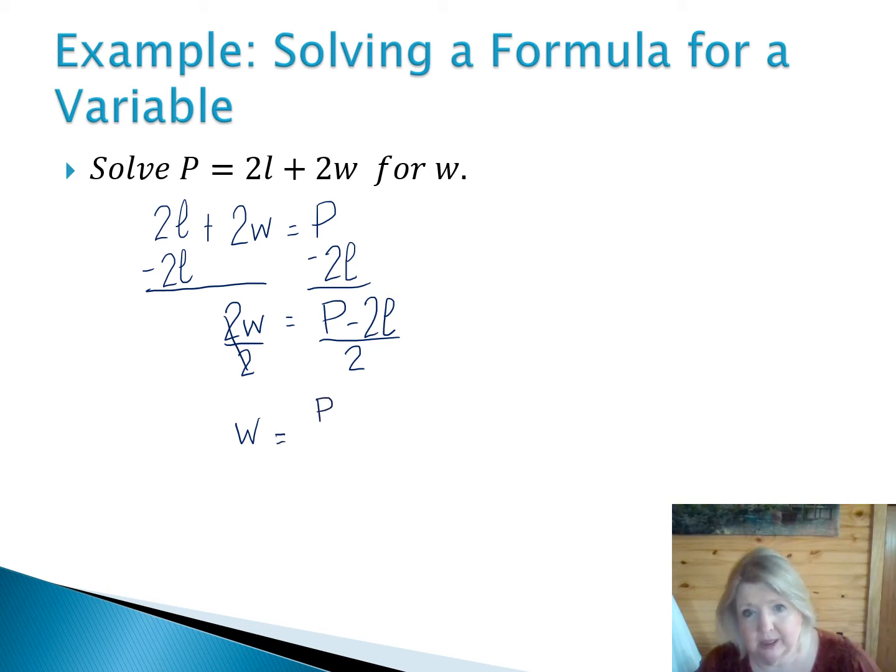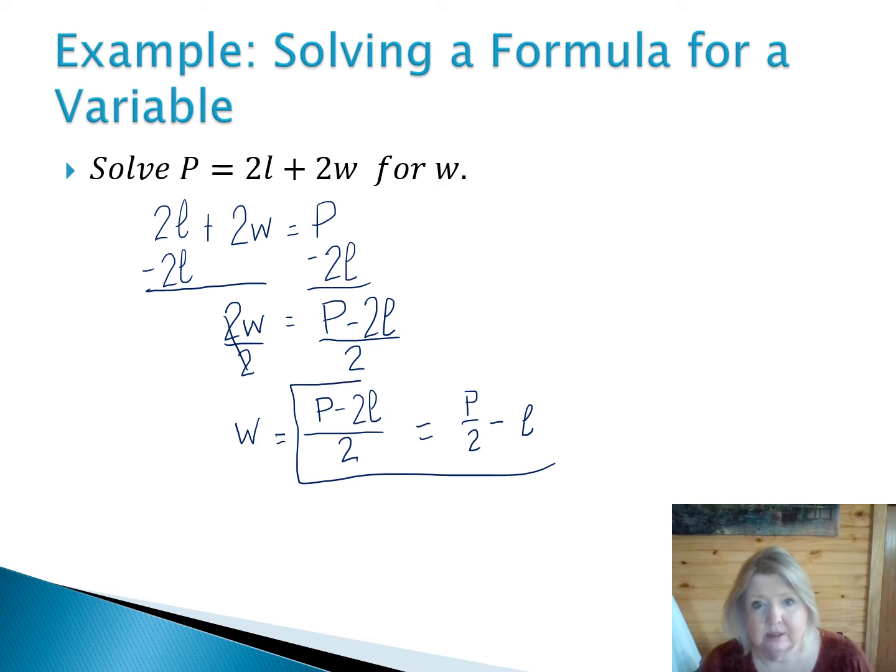Now the big question comes in, how do I leave my answer? It depends on who you're working for. Some places prefer that it be left as a fraction like this, especially if you're really heavily calculator intensive. However, other people prefer that you break it down for them. That's the perimeter divided by 2 minus 2 over 2 is 1, the length. So either one of these could be an answer, and they are equivalent equations.